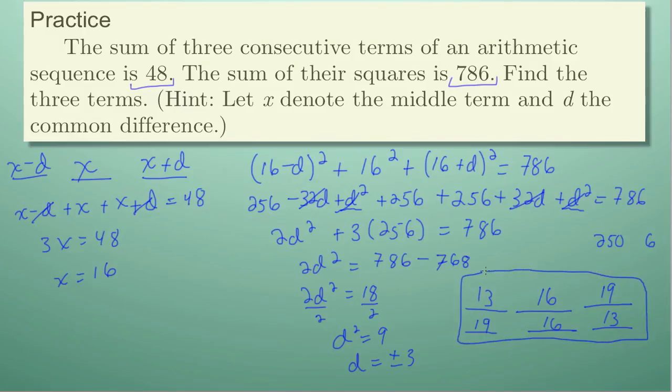The sum of those three terms for both of them is 48, and the sum of 13 squared, 16 squared, and 19 squared is 786. So that's it for arithmetic sequences. The next section will go over geometric sequences and series.